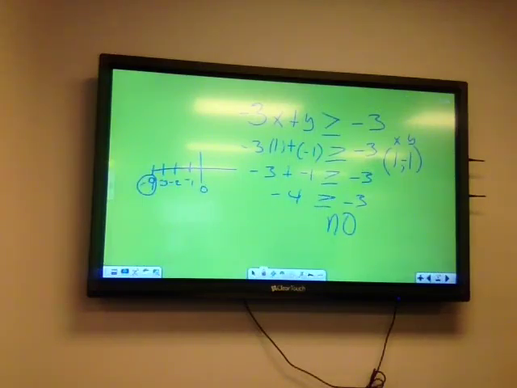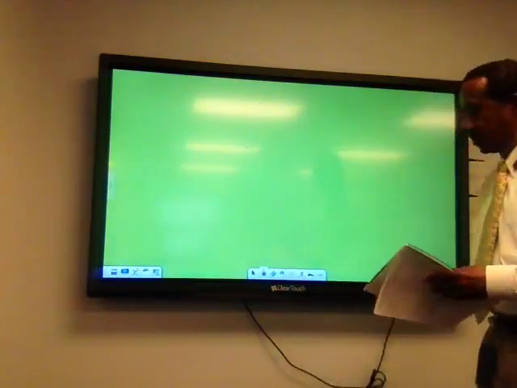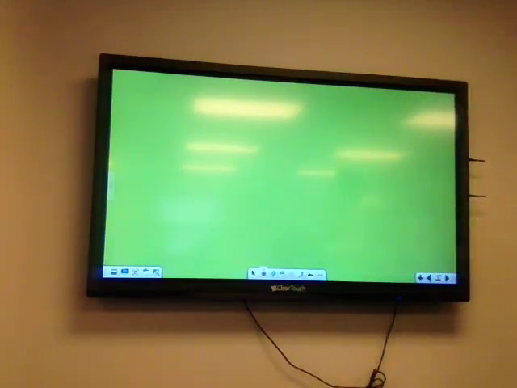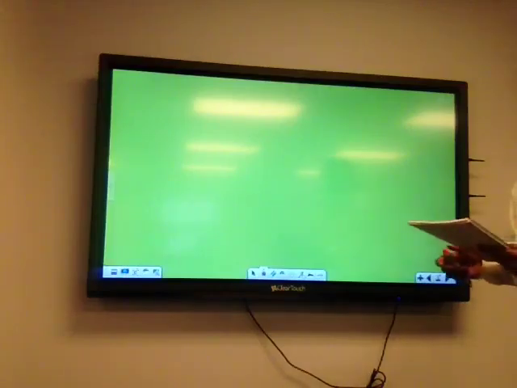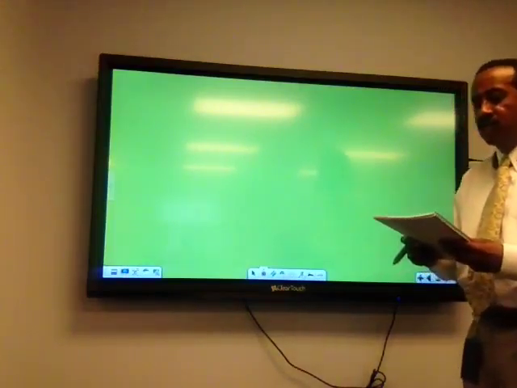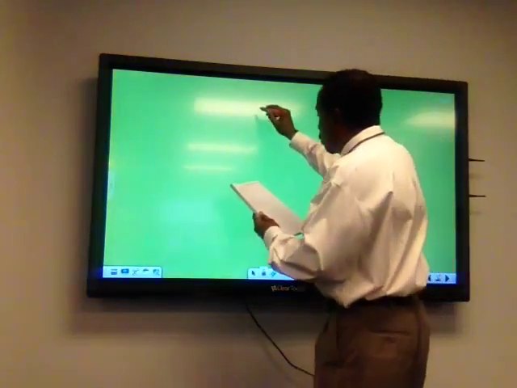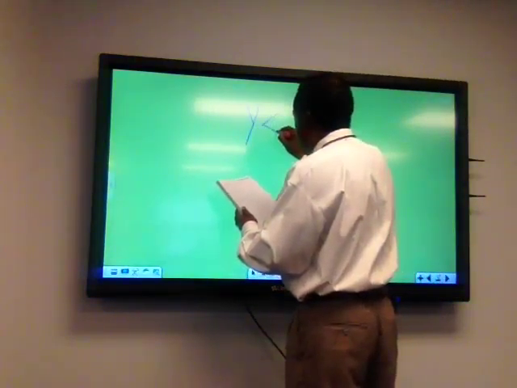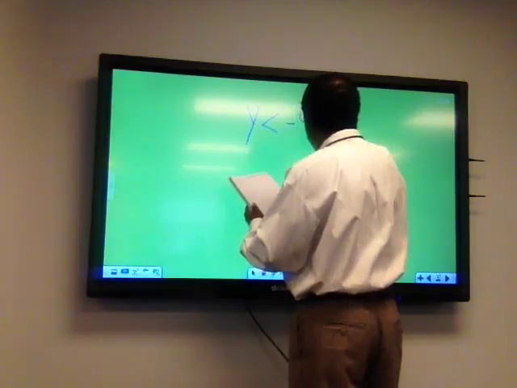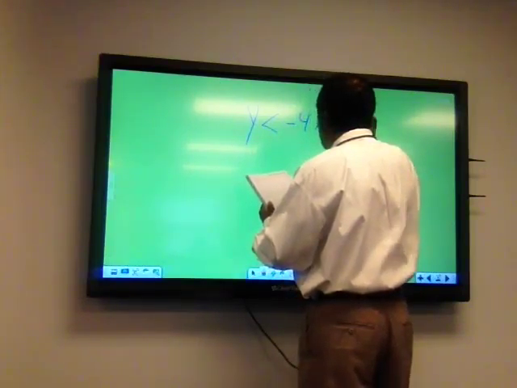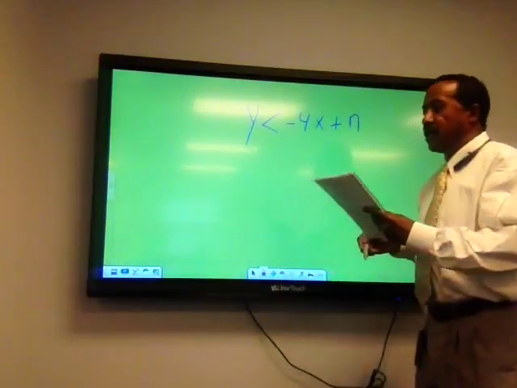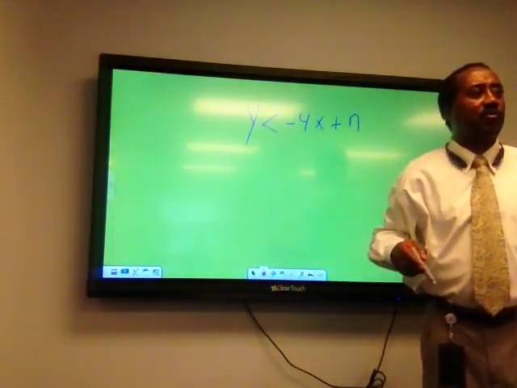Okay, that makes sense? Okay, then let's take a look at the next one. Which problem we had? Problem 3? Okay, so it says, what must be true about the value of n in the inequality? Let's take a look: y is less than negative 4x plus n, in order for the origin to be part of the solution.